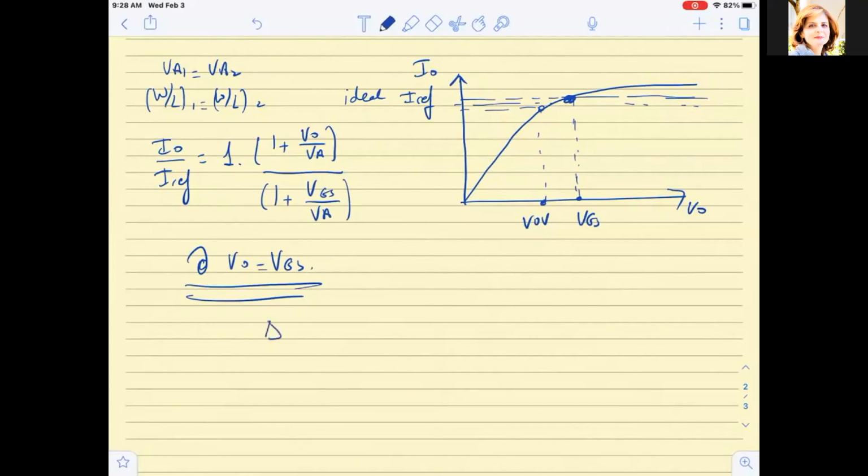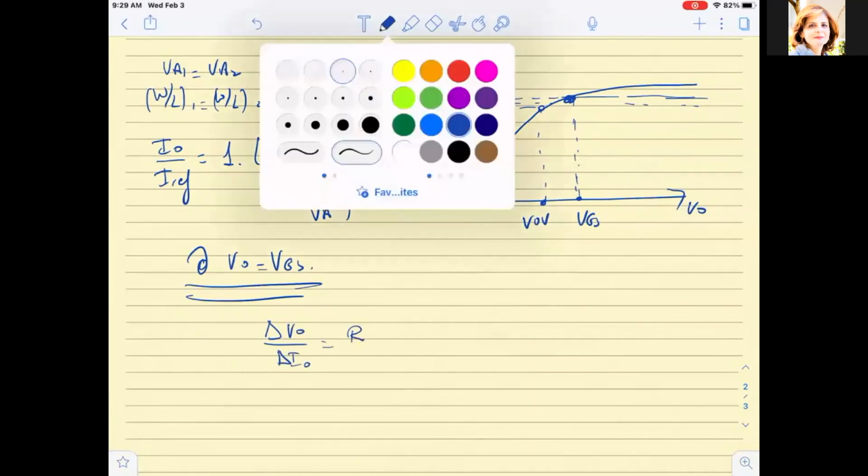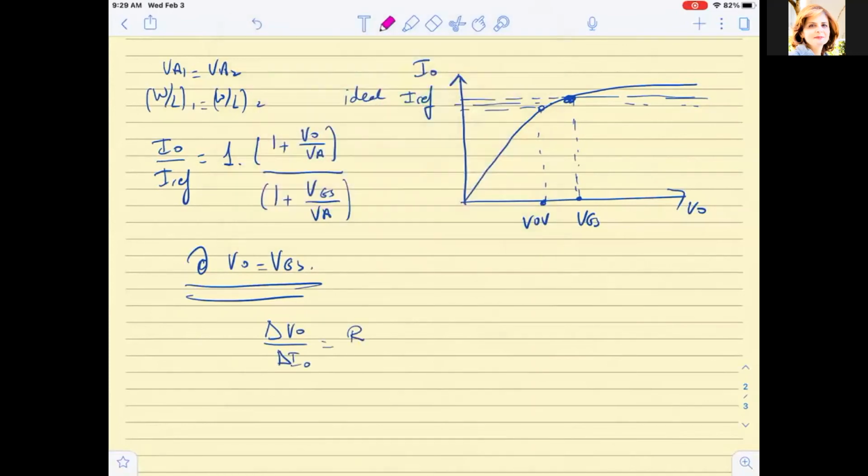The delta VO over delta IO equal to R tells me the relation at any 2 points. So if I start from here and move by a delta of 1 volt, what we just found is that the delta for the I comes out to 4.8 microamps.